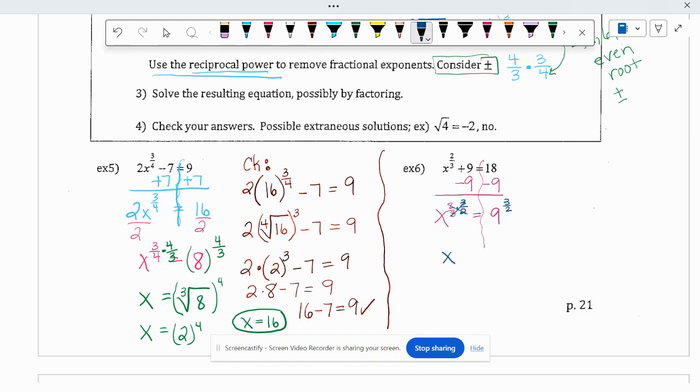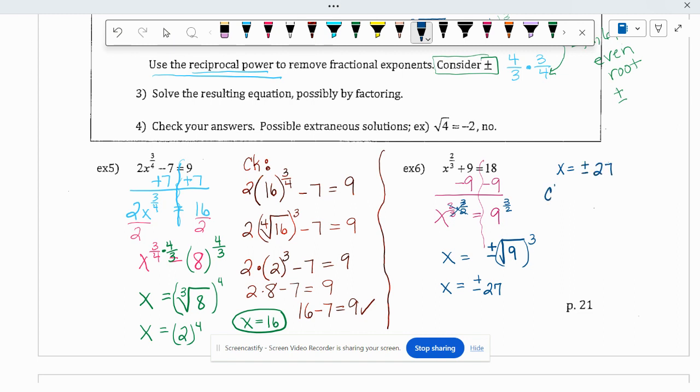So I have x equals, and look, this has an even denominator, an even root. That means it's a square root, so my final answer is going to be plus or minus. I need to know what the square root of 9 is, and then once I get that answer, I'm going to cube it. The square root of 9 is 3, and 3 cubed is 27. So my answer is x equals plus or minus 27.